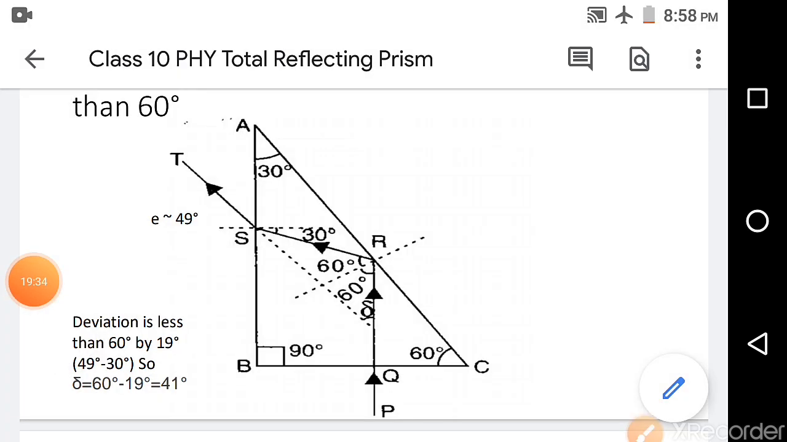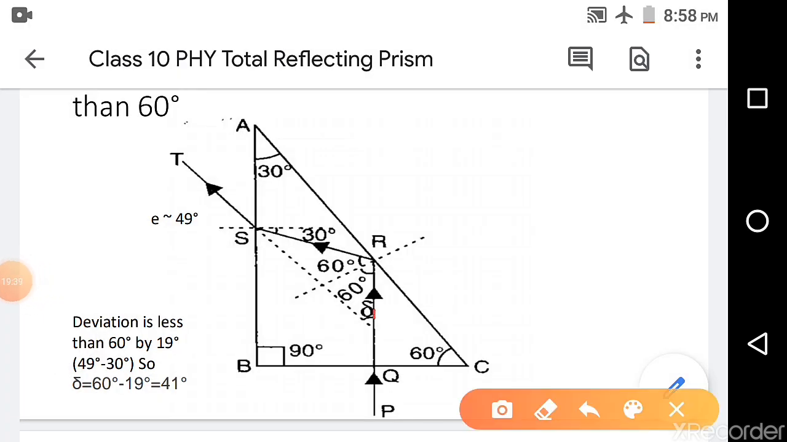See, this is the deviation. The actual light ray is toward this, and this is the deviation. Now this deviation is 60 degrees, because this one is 120 degrees and this one is 60 degrees. This part is 60 degrees, 60 degrees.